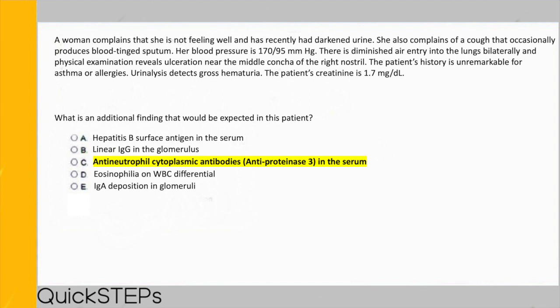Let's just evaluate choices D and E, just for completeness' sake. Choice D, eosinophilia on white blood cell differential. That can be a few different things, but this question is going according to the vasculitides. It's probably talking about Churg-Strauss disease. So Churg-Strauss is a small vessel vasculitis, similar to granulomatosis with polyangiitis, but it has eosinophilia.